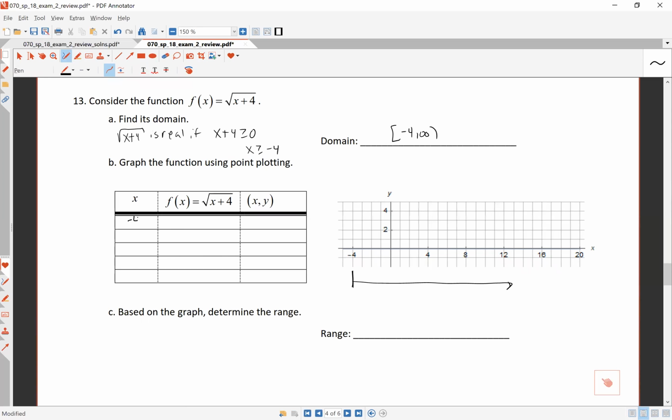That's a good starting point. Square root of -4 plus 4 is the square root of 0, which is 0. The next number that's going to be nice underneath the square root is going to be -3 plus 4, which is the square root of 1, which is 1. The next number that's nice after that is going to be the 0, because that gives you 0 plus 4, which is square root of 4, which is 2.